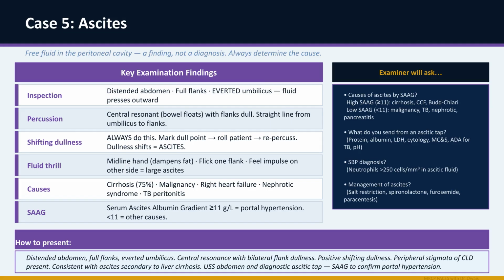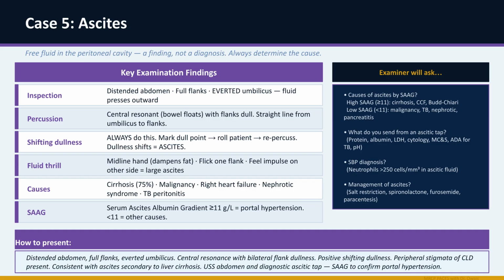Other causes: malignancy, particularly ovarian, gastric, pancreatic; heart failure, right-sided; nephrotic syndrome; tuberculous peritonitis; Meigs' syndrome, ovarian fibroma with ascites and pleural effusion. Physical signs: inspection, distended abdomen, full flanks, everted umbilicus. The umbilicus everts because the fluid presses outward. If there is a large hernia with an everted umbilicus, the pressure of ascites has pushed bowel through the umbilical ring.